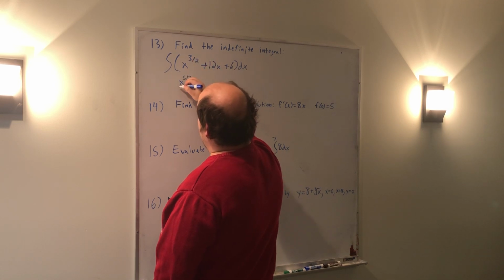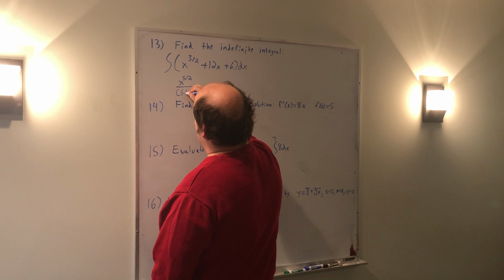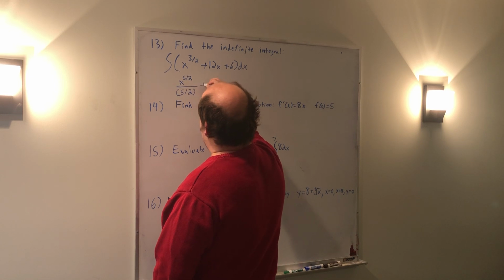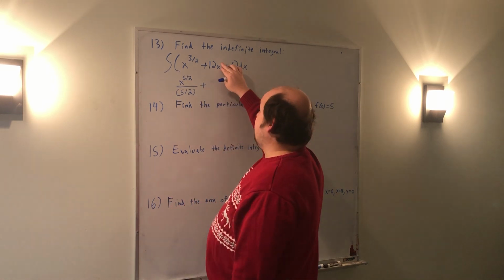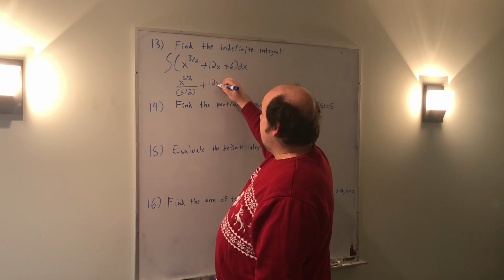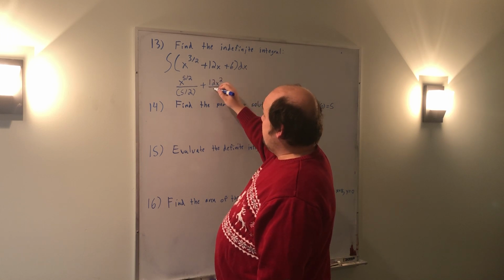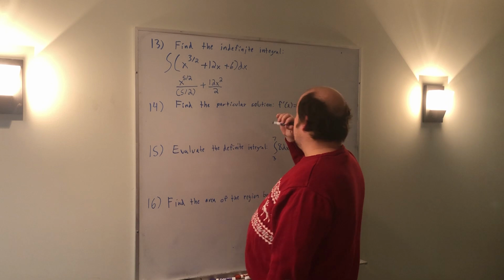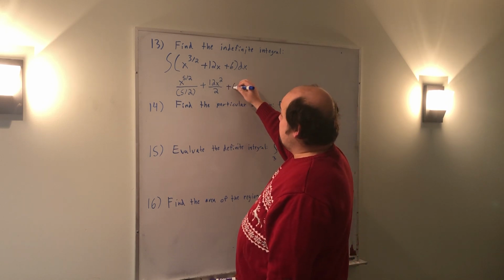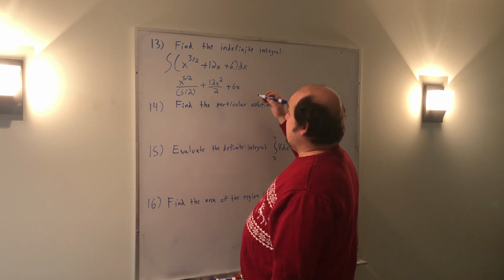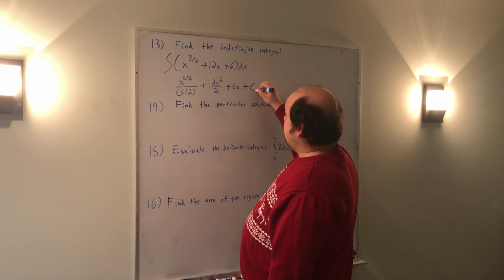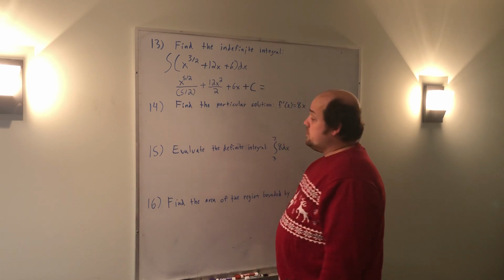So it becomes x to the 5/2 divided by the new power, 5/2. I'm going to add to that, this x is to the first power. It's going to now become 12x to the second power. I divide by the new power 2. For 6, it just adds an x to it, so it becomes 6x. And then again, I always need to remember that plus c when I do indefinite integrals.